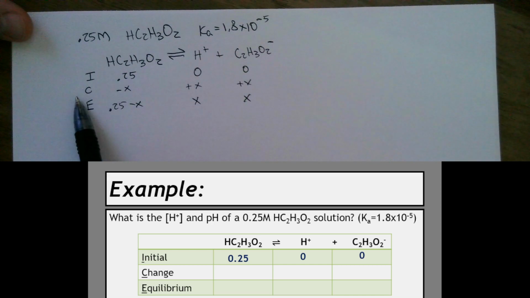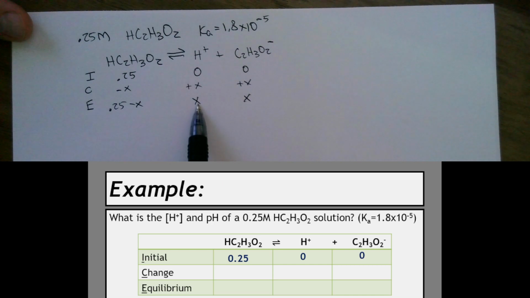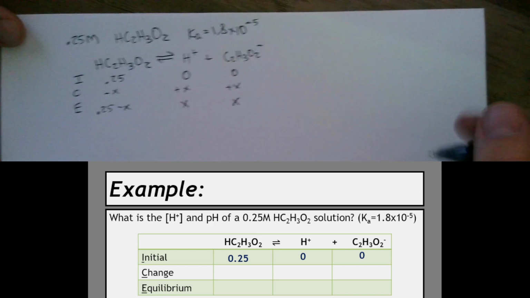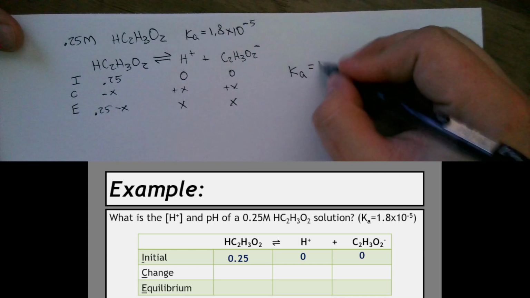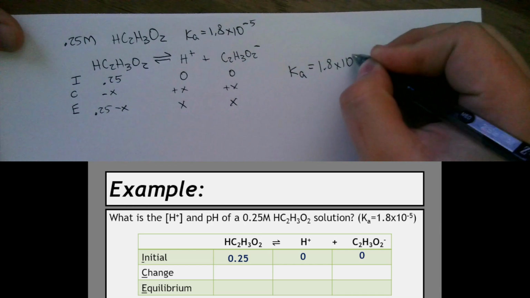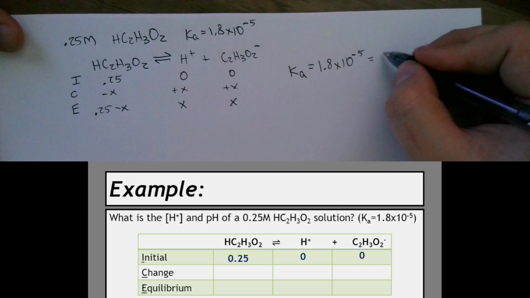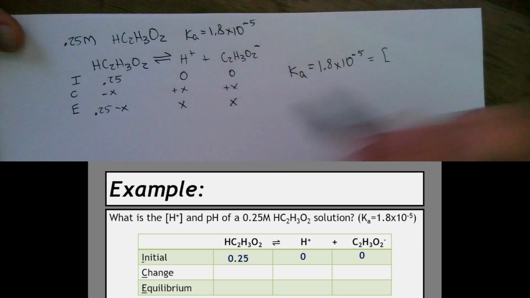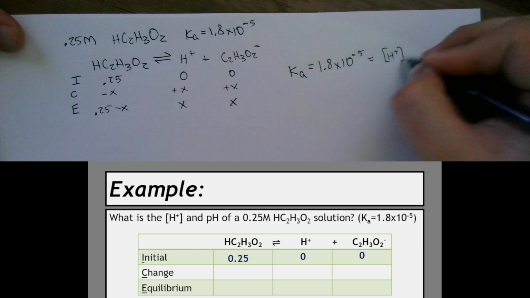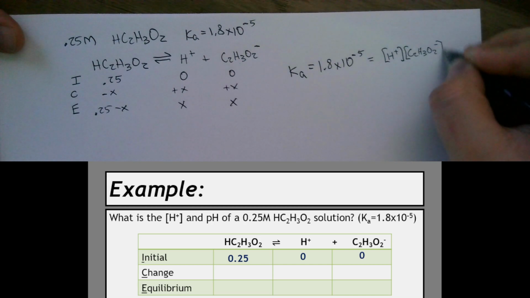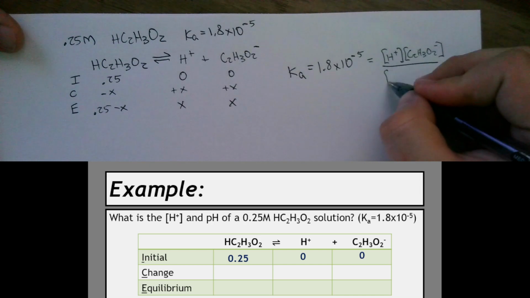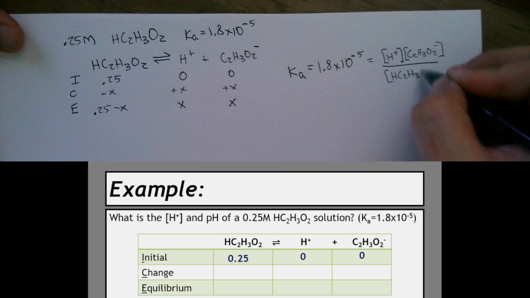Right, my change is my C, so I have 0.25 minus X at equilibrium. We don't know what X is exactly yet. We'll solve for that in a bit. I'll just drop down the X here and here. Now, once we have our equilibrium concentrations, we're going to write our Ka. We know the value of Ka is 1.8 times 10 to the minus 5. We know it's going to be equal to products over reactants. First product, H+. Second product, acetate. My reactant, acetic acid, HC2H3O2.